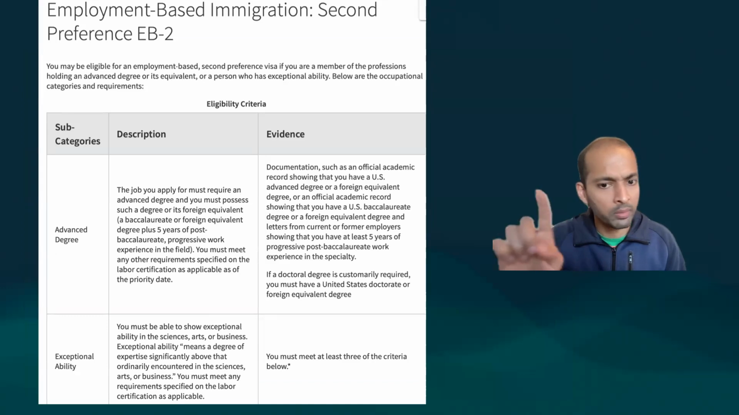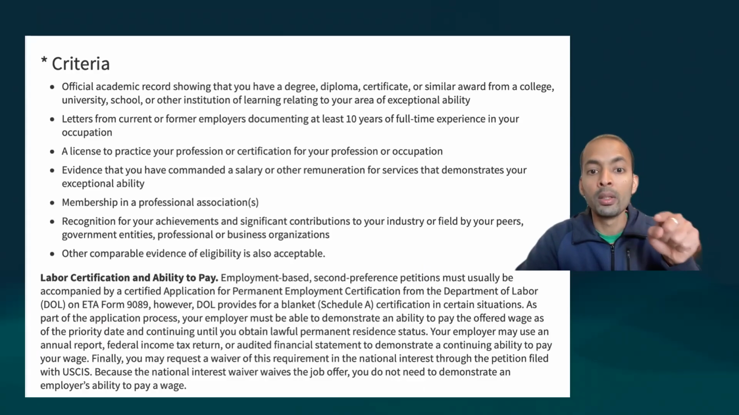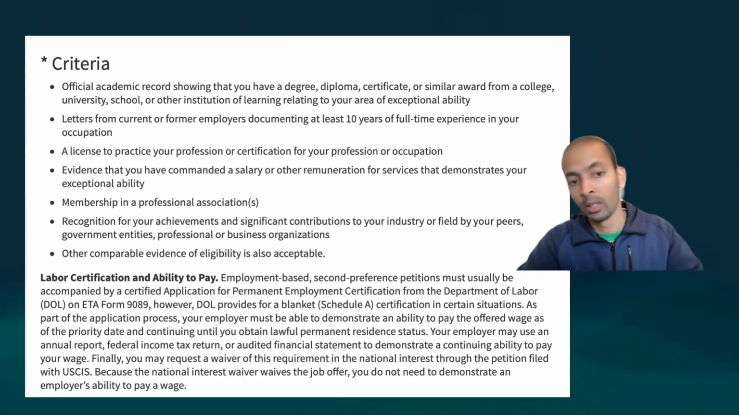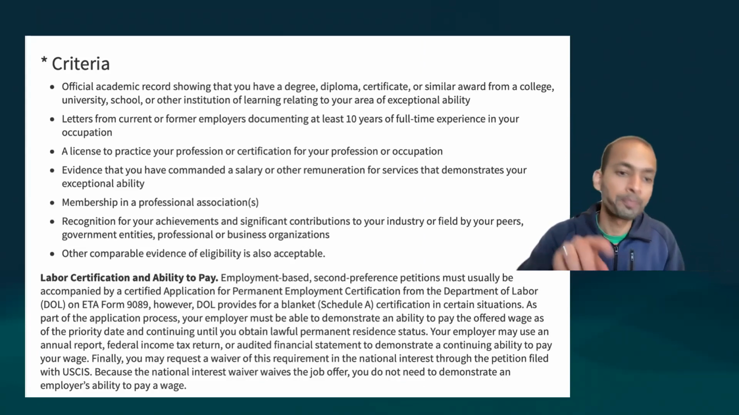The advanced degree requires at least 5 years, but for exceptional ability, 10 years of full-time experience in the occupation is just one of the criteria. So you don't have to have that criterion satisfied. You can choose one of those other 3 criteria and still get away with it, okay?